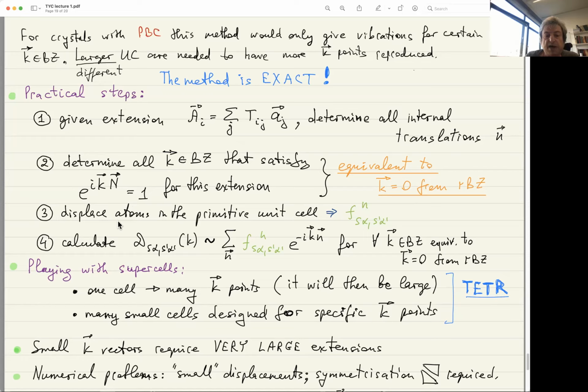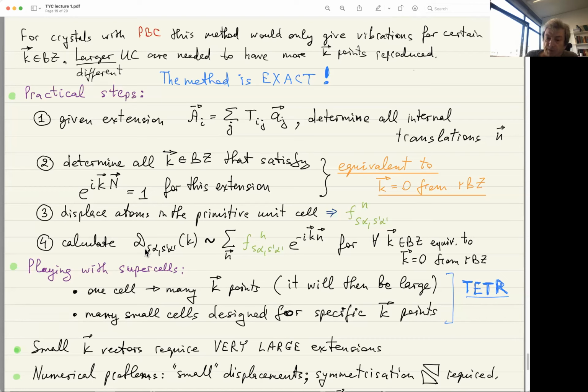Then we displace atoms one by one in the primitive unit cell of the extended cell and calculate forces on atoms, and then calculate this little f. Once we have these little f's, we sum them up over all internal translations, and for those k points, we determine the dynamical matrix, diagonalize it, and we get omega as a function of that k point.